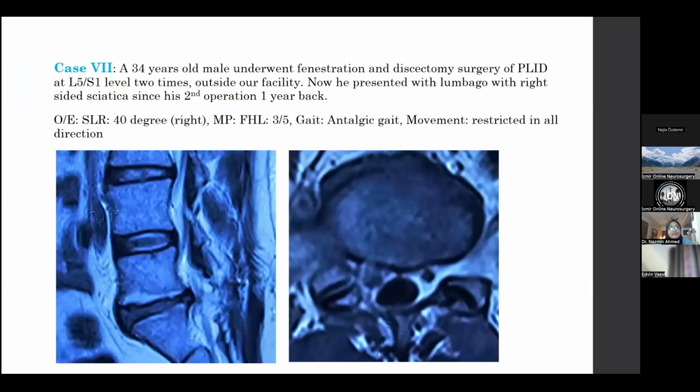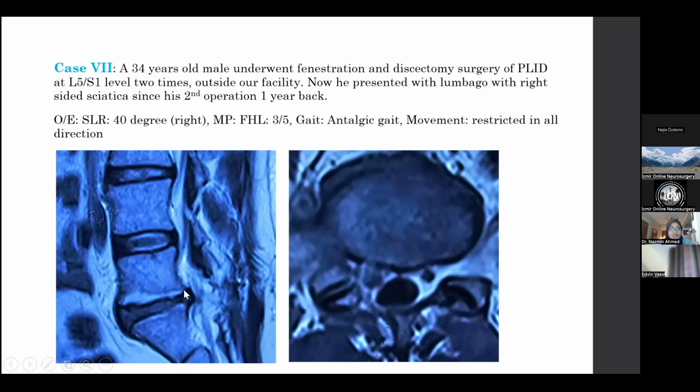The next case is a 34-year-old male who underwent fenestration and discectomy surgery for PLID at L5S1 level two times outside our facility. For the third time he came to our outpatient department with lumbago with right-sided sciatica since his second operation 1 year back. SLR is 40 degrees on the right side, and muscle power shows flexor hallucis longus is 3 out of 5. The patient classically exhibits an antalgic gait, and movement is restricted in all directions, unfortunately.